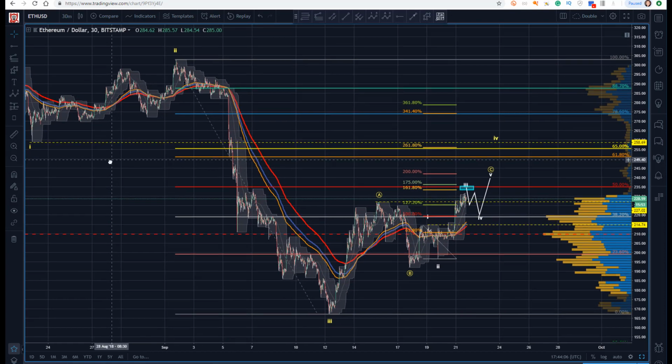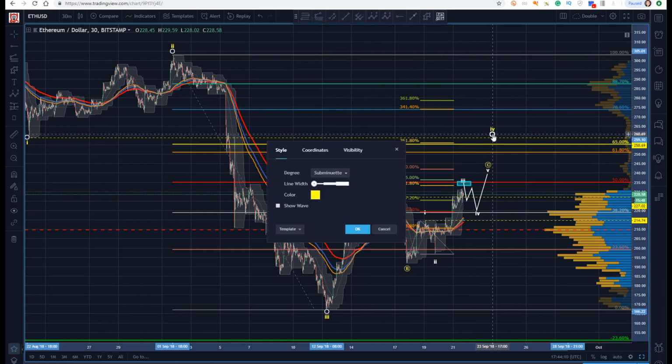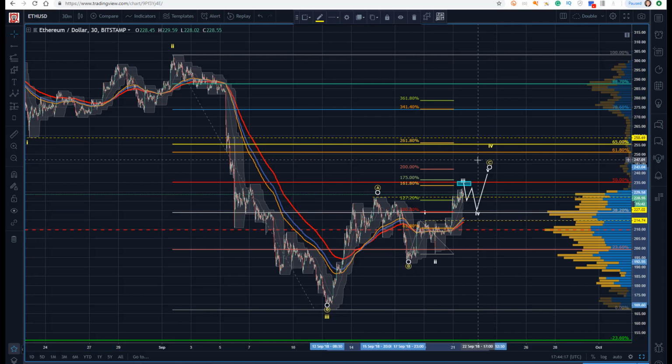Until we break one of these major 65s. So look here. If we're going to go A, B, C into the potential 4 here, well, that lines up pretty nicely here. This certainly could go higher.